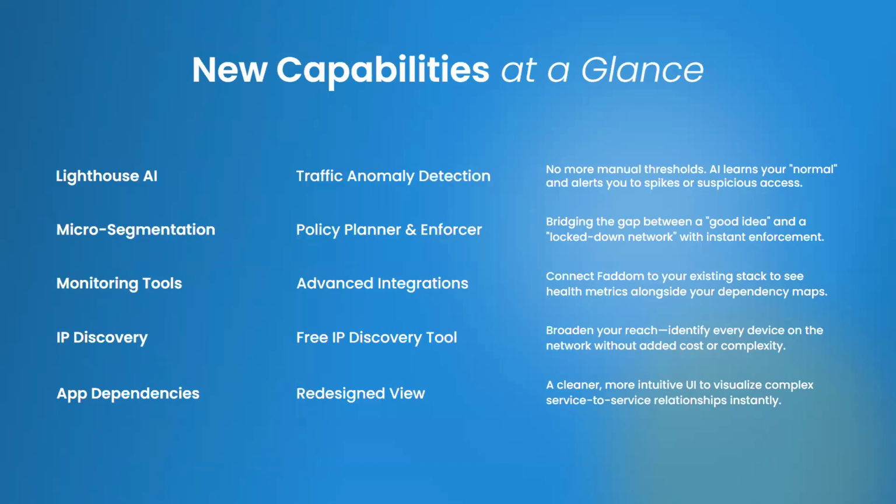We'll start with the micro-segmentation module. You'll see it live in about 2 minutes, but it's a policy planner and enforcer for your environment to segment between servers. We have advanced integrations with different tools, monitoring tools, CMDBs, IP discovery. You can discover your IPs very quickly, very easily with Fathom instead of manually searching or pinging.